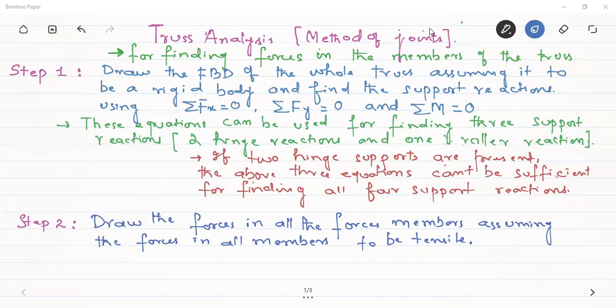Now see the second step: draw forces in all the members, assuming the force in all the members to be tensile. We have to show the force in each of the members, and we have to initially assume that the forces in all the members are tensile. That is, it is trying to stretch the member. We had seen in the previous class what tension force is and what compression force is. These two things we had seen.